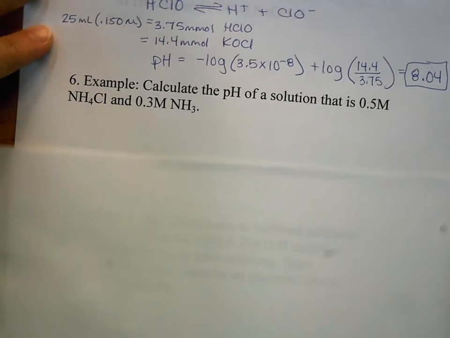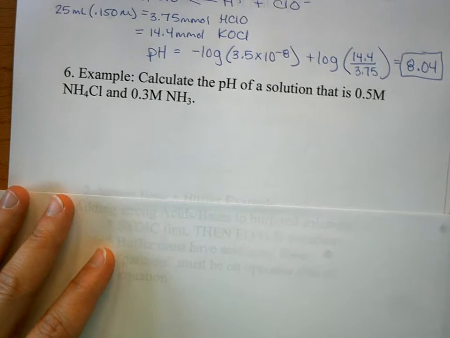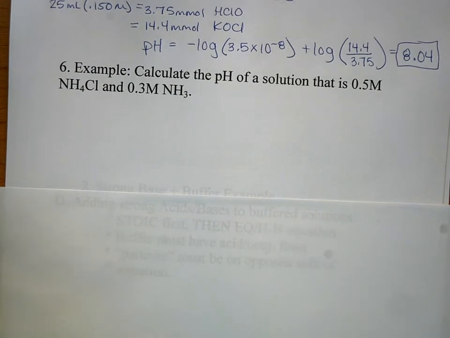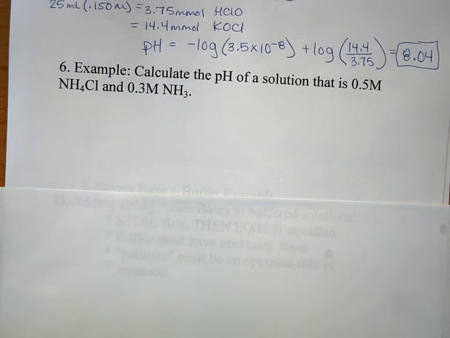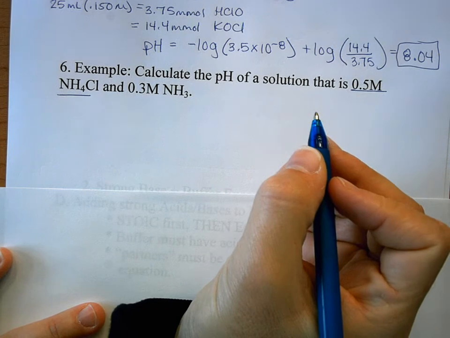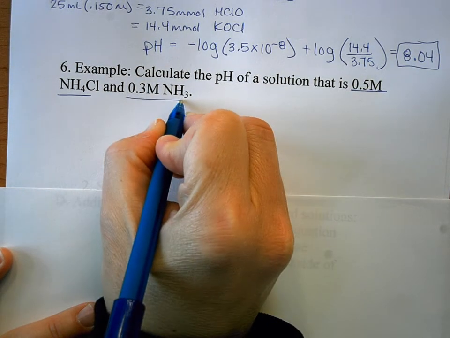Okay, that's working with acids. Now I want to do another example quickly with bases. Okay, calculating the pH of a solution that is 0.5 molar ammonium chloride, 0.3 molar ammonia.